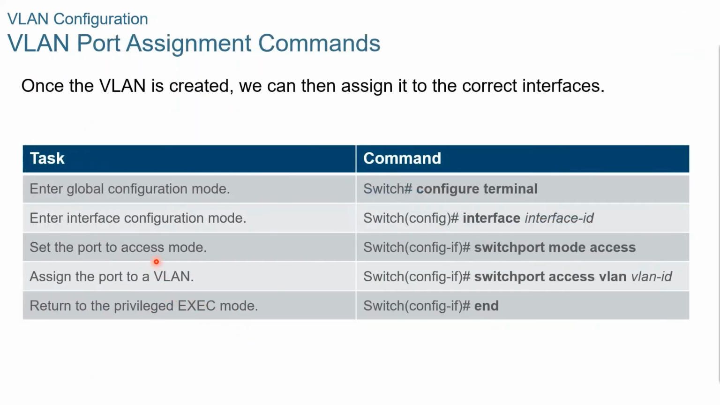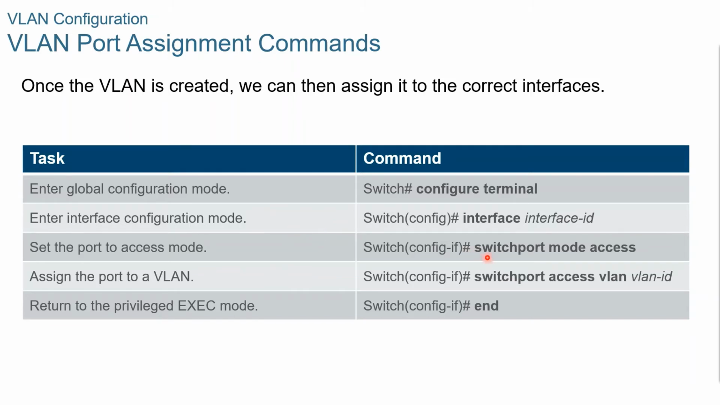After creating a VLAN, the next step is to assign ports to that VLAN. This table displays the syntax for defining a port to be an access port and assigning it to a VLAN. Access port means we are going to connect a workstation or a PC on that switch port. If we are going to connect another switch on that switch port, we configure it as trunk.